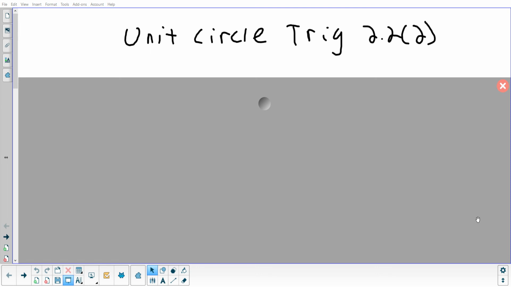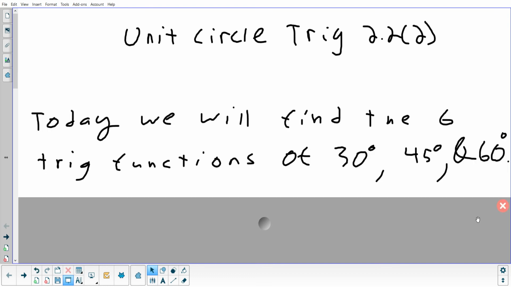Alright, so we're going to continue looking at section 2.2. What we're going to look at today is how we can figure out the coordinate for an angle that's either 30 degrees, 45 degrees, or 60 degrees. And these coordinates, they all involve square roots.